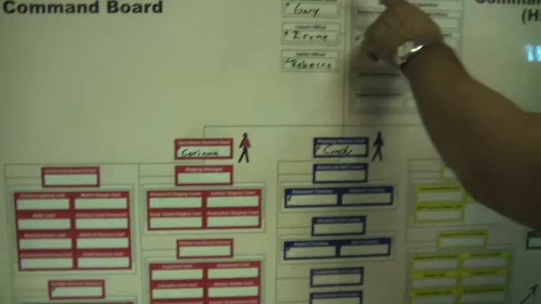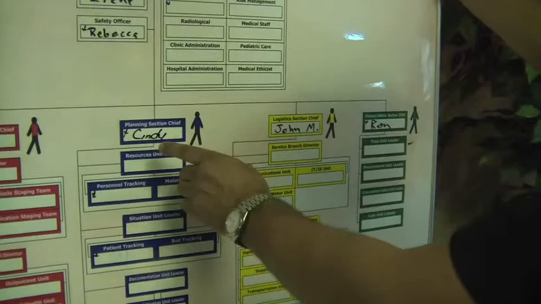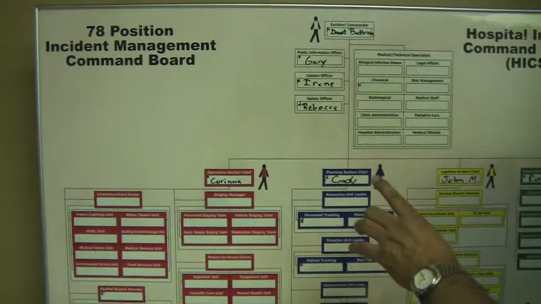We also have a liaison today and a safety. Those are critical functions we fill for this incident today. We also assigned logistics today, and also there's been a planning and operations, okay? So this is our incident command board. It's always set up in the executive office during a real incident. And here's where we make our assignments.